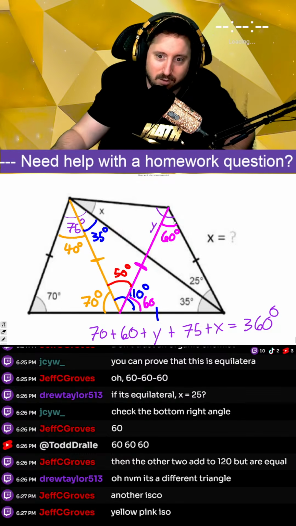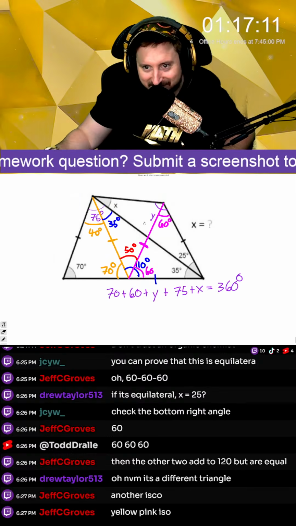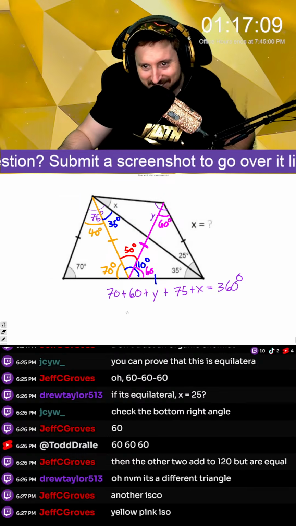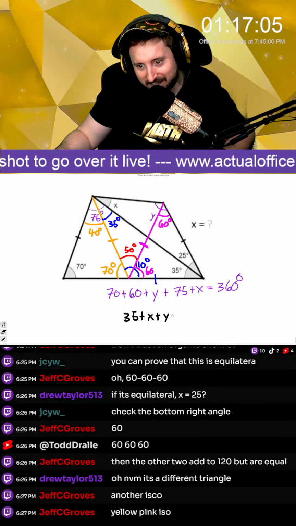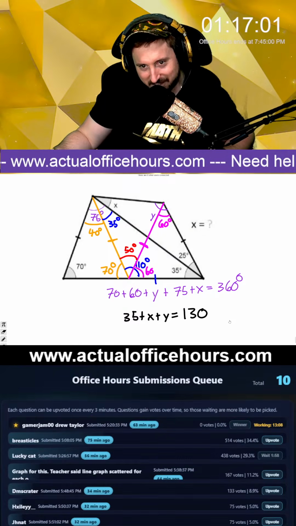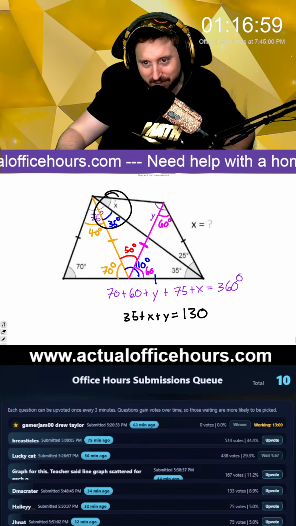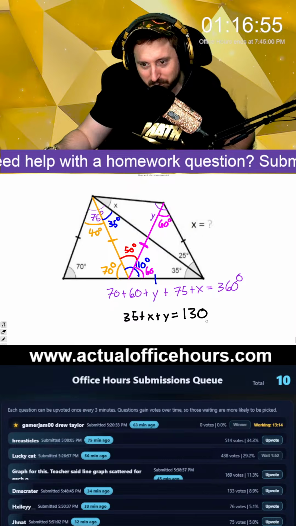So then this and this. So we have another equation. Cool. Let's just write out this other equation. But we also know what they need to be. They would be 35 plus x plus 60 or y each, has to equal 130, right? 35 and x plus y has to equal 130.